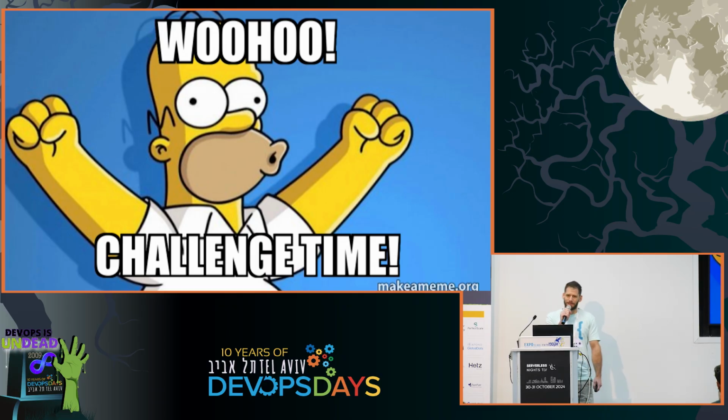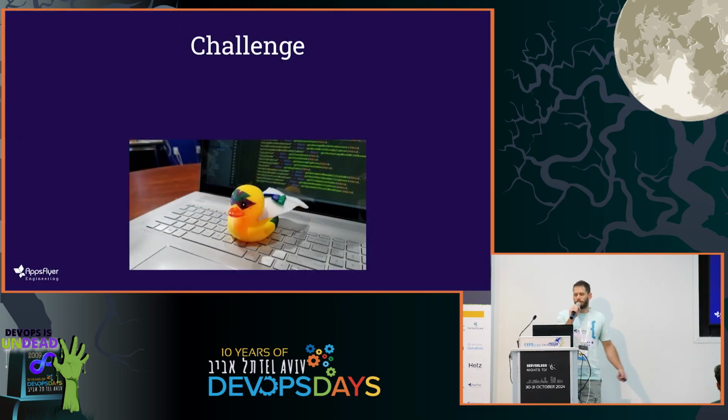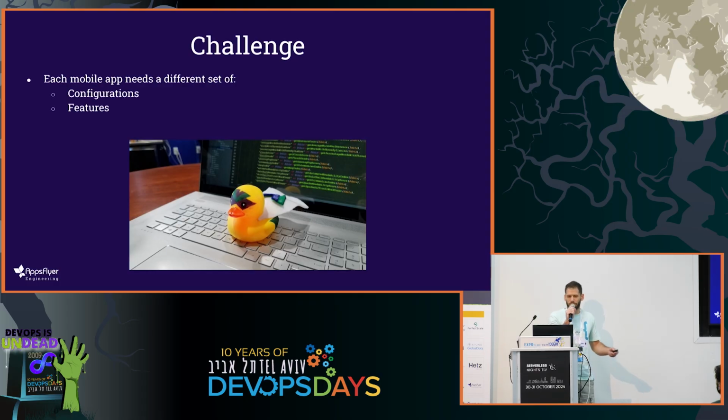Cool. So challenge time. What is the challenge then? So the challenge is that each mobile app needs a different set of configurations, features, and security patches. So I'm sure most of you have a duck debugger sitting next to your monitors, and each one has a different duck debugger. I have a Batman one, and you communicate differently with your duck debugger. And each one has different needs from his duck debugger. So similar to a mobile app that has different needs.